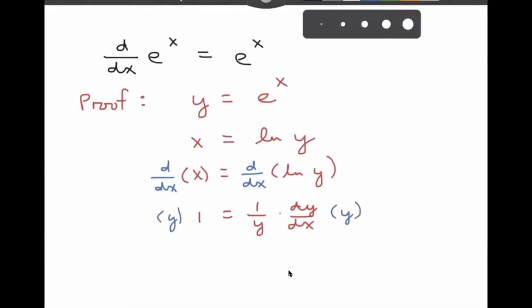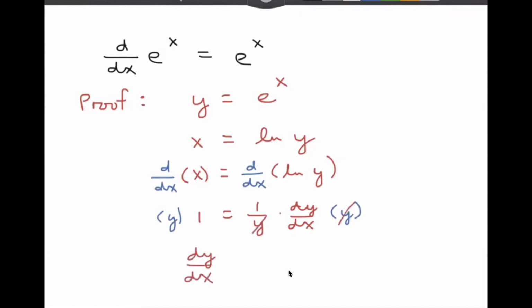And that tells me that dy/dx is equal to y. What is the last step of implicit differentiation? You have to, if possible, write the derivative in terms of x. That's not always possible, but in this case it is, because what is y? Y is e to the x.